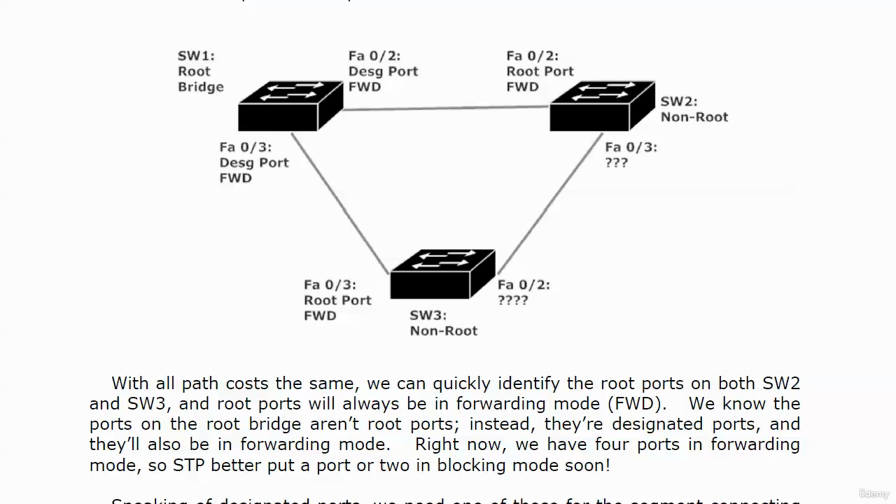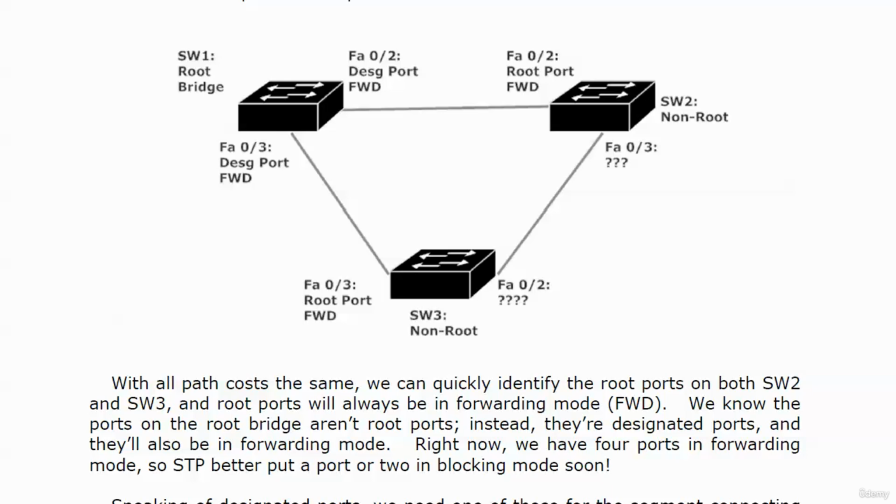And the root ports are always in forwarding mode. So I know that on switch 2, Fast Ethernet 2 is going to be my root. I know on switch 3, Fast Ethernet 3 is going to be my root. We also know the ports on the root bridge are not root ports. They're designated ports, DESG, and they are also in forwarding mode. Well, right now, at this point, we've got 4 ports in forwarding mode, so STP better get a little busy here about putting a port or 2 in blocking mode.